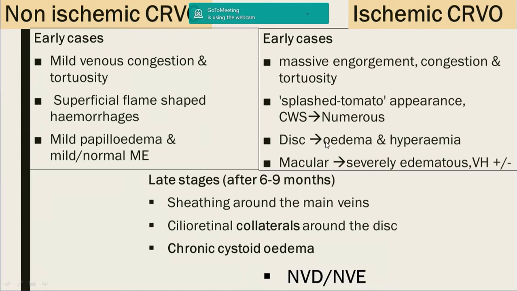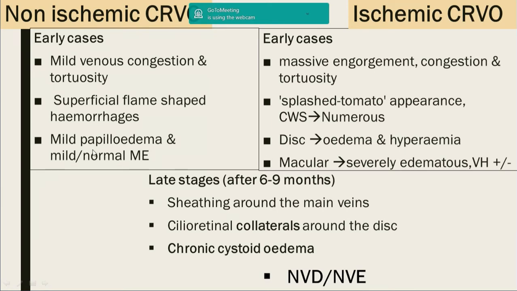Apart from that, what you don't see in the arterial occlusions is disc edema and hyperemia, which is commonly encountered in the venous occlusions, and the macula is severely edematous in the ischemic type of CRVO. All these changes are seen in the early cases. Whereas when they come in late phases, they come to you with sheathing around the veins or collaterals which have already developed, or chronic cystoid edema, and in the ischemic type of CRVO, neovascularization of the disc and neovascularization elsewhere can be seen as a complication.